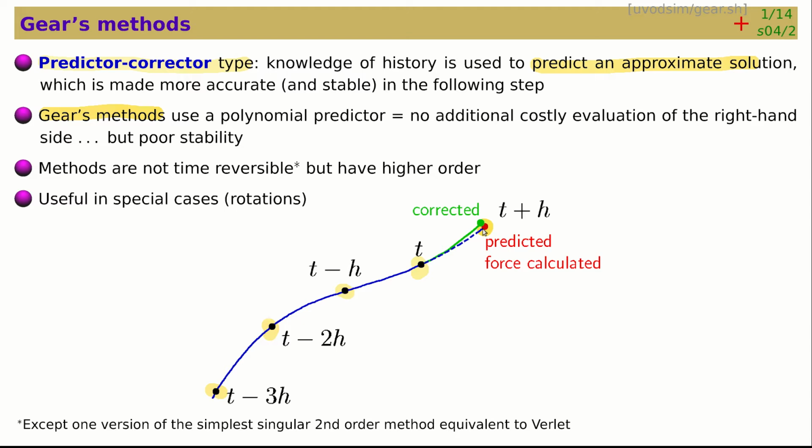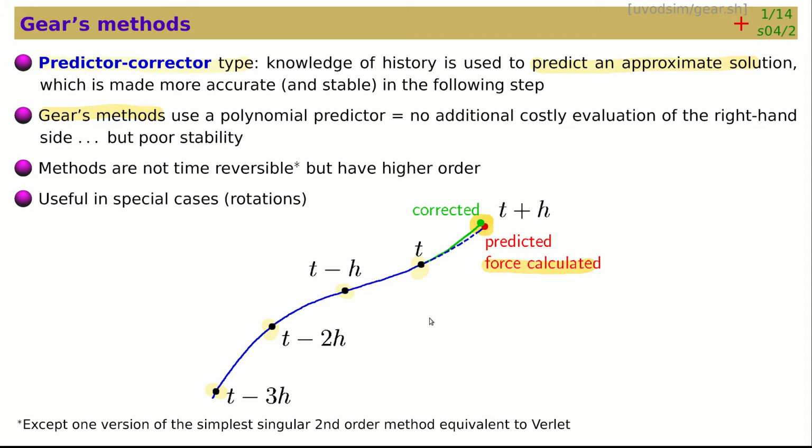If we know this predictor, we will calculate the right hand side, and we have two values. We have the predicted forces, because if we have a predicted trajectory, we have predicted forces too, and we have the forces which are calculated at this predicted point, and we compare them. And there is a certain difference between these two values, and we use this difference in a very smart way to correct this trajectory, to calculate a corrected value.